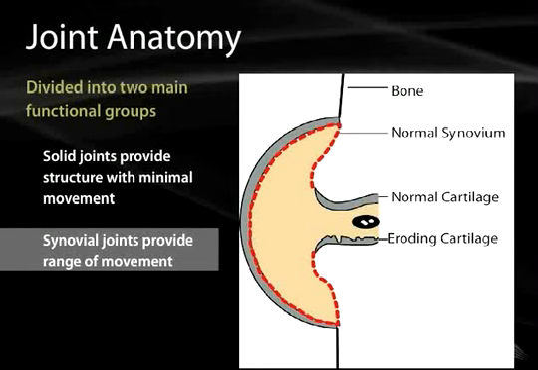What one sees in the diagram that's presented here is the typical architecture of a normal joint. An area of bone, with the joint represented by a covering of bone, under which lies the normal synovium, a rim of normal cartilage, and then we also see at the bottom of the diagram an area of eroding cartilage that may be due to the effects of osteoarthritis or possibly an entity such as rheumatoid arthritis.